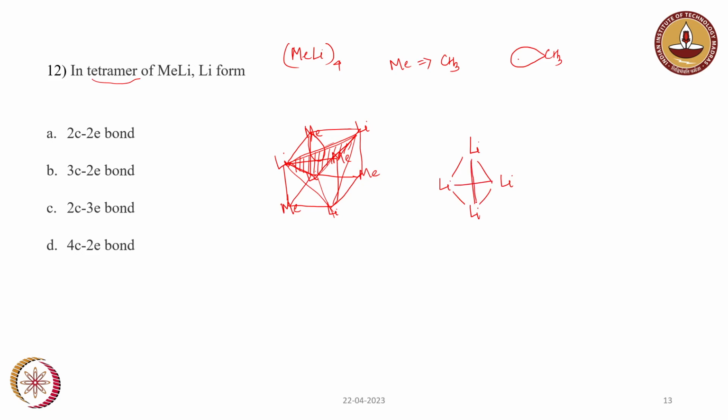So if we consider this phase, it's a triangular phase, and the CH3 bonds like this. So it's a 4-centered 2 electron bond, because it has 3 lithium and 1 carbon. That's 4 centers. So the answer is option D, 4-centered 2 electron bond.